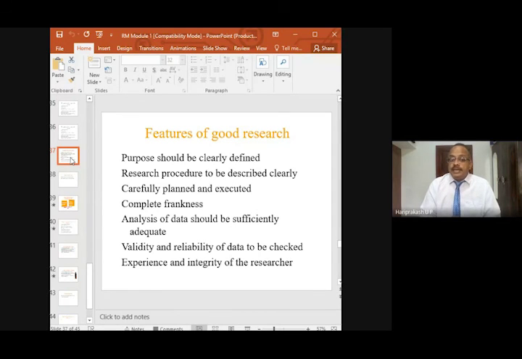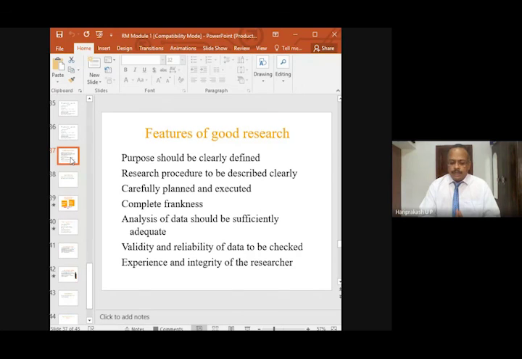Then, experience and integrity of the researcher. Experience means the person who is doing the research should have sufficient experience. His expertise will be reflected in the quality of the research. If the person is not experienced, then he has to take the assistance of people who already know. There will be some guides, experts who will help them. So you have to take help from them, learn and do research. So experience matters, knowledge matters in doing research.